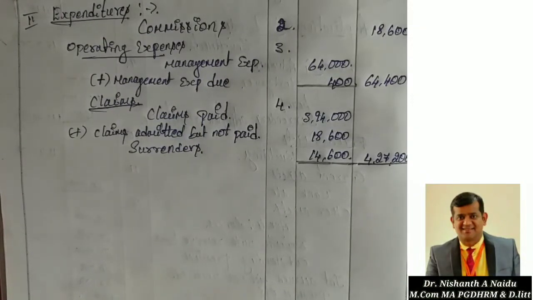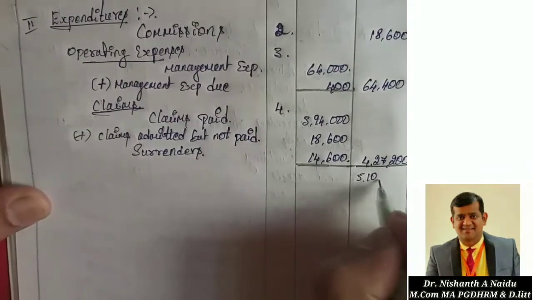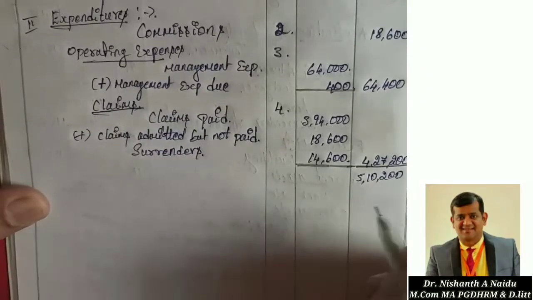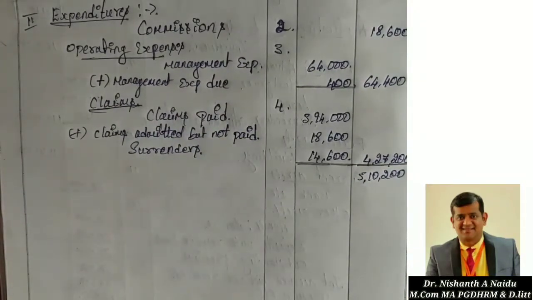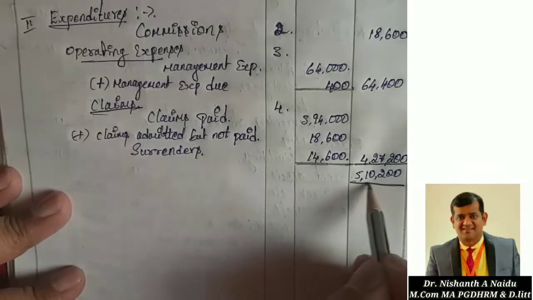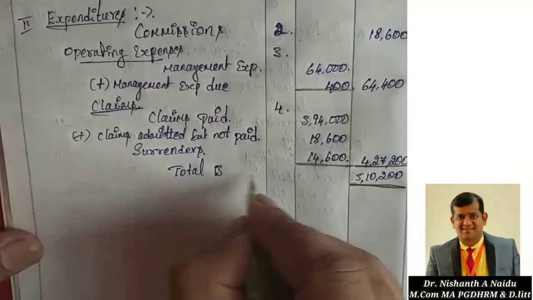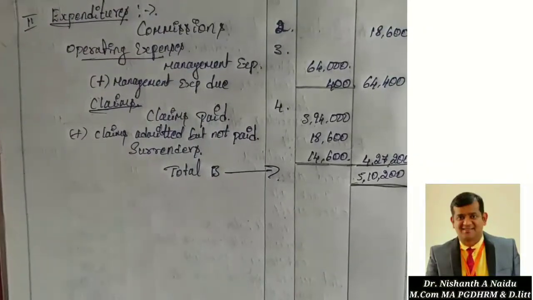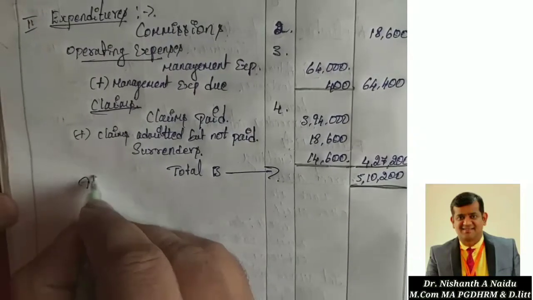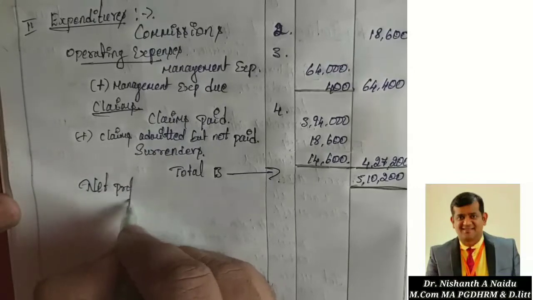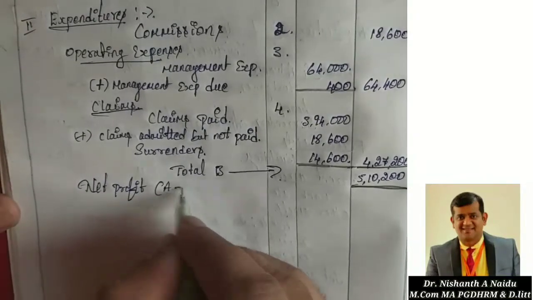So now add schedule number 2, 3 and 4: 18,600 plus 64,400 plus 4,27,200, put together it is 5,10,200. Clear? So this we call total B, that means all the expenses. Okay, total B. So we have net profit. Net profit we have to identify, that is A minus B.